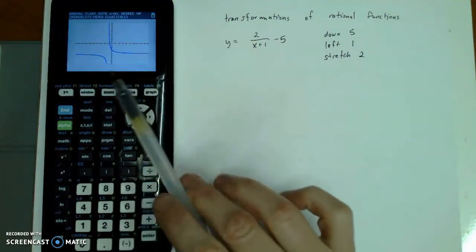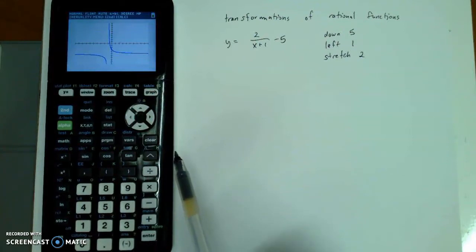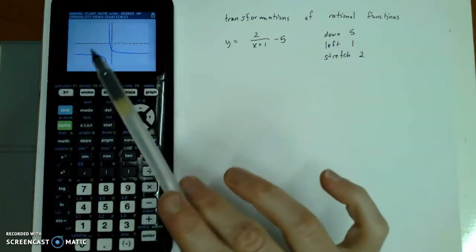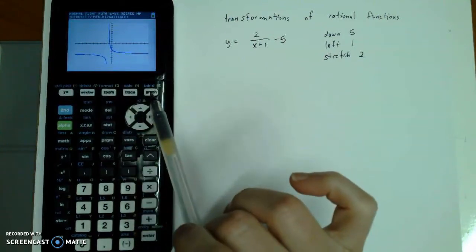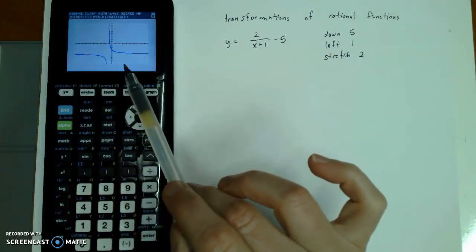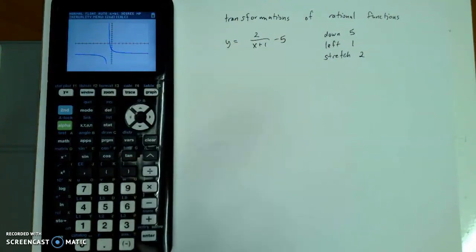And that 2 up top is going to be a stretch vertically. Now, you'll notice I have gaps where asymptotes are. If you haven't talked about asymptotes yet, you'll get that later. But I'm going to do a separate video on how to help see those asymptotes. For now, I look at where those gaps are, and those are where my various asymptotes ought to be.